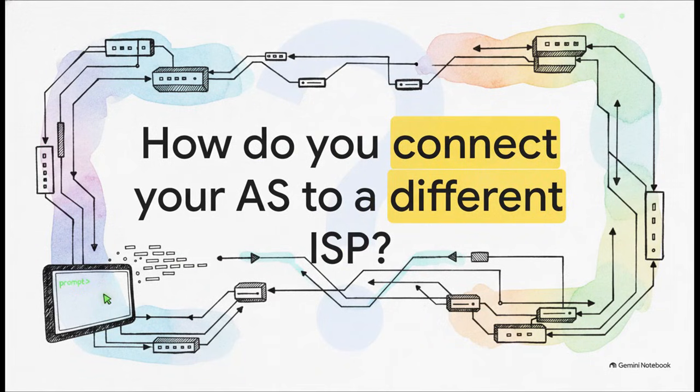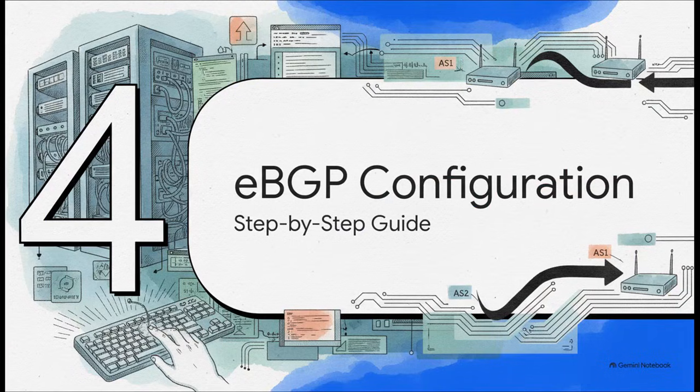So imagine you're sitting at the terminal right now, staring at a blank prompt. It begs the ultimate question, doesn't it? How exactly do you connect your autonomous system to an entirely different ISP's autonomous system? How do we actually translate that business policy into real keystrokes? Let's find out in Section 4, step-by-step eBGP configuration.